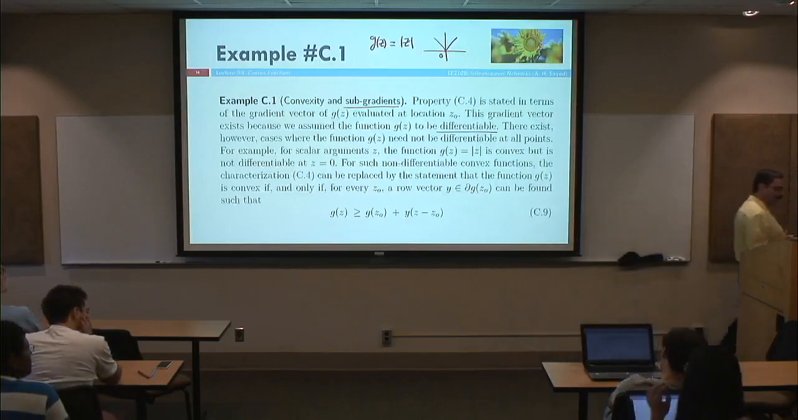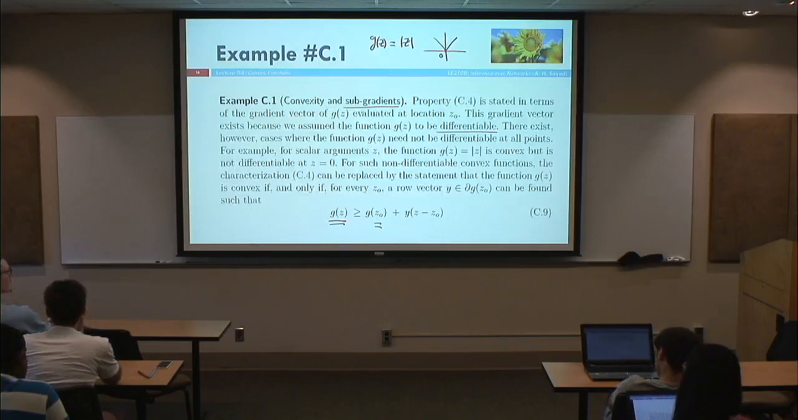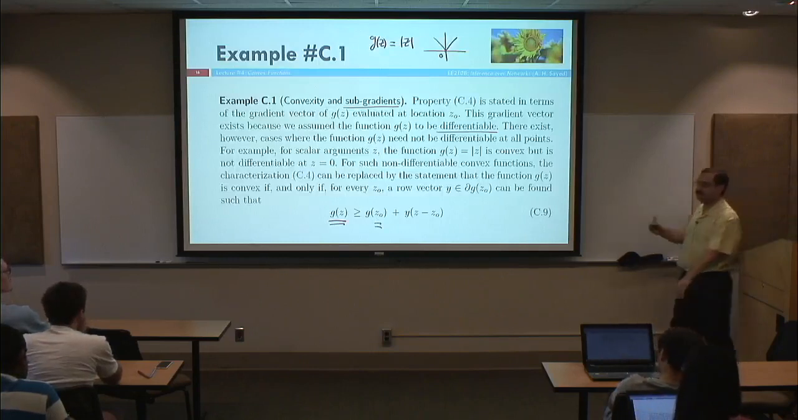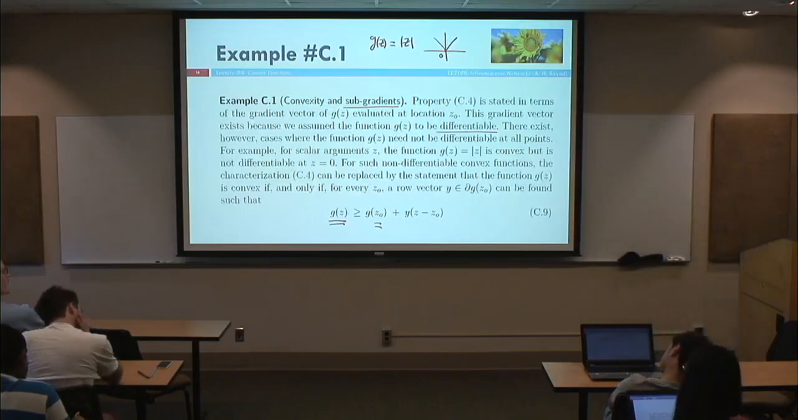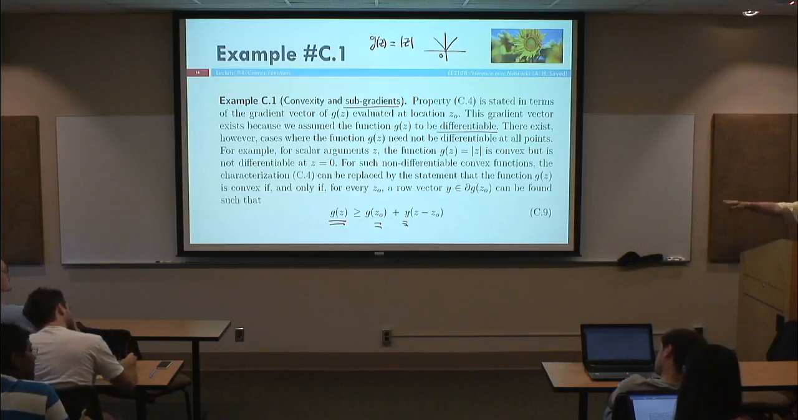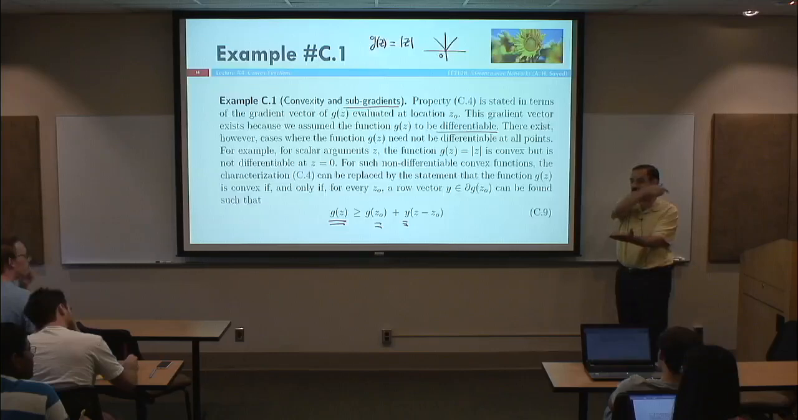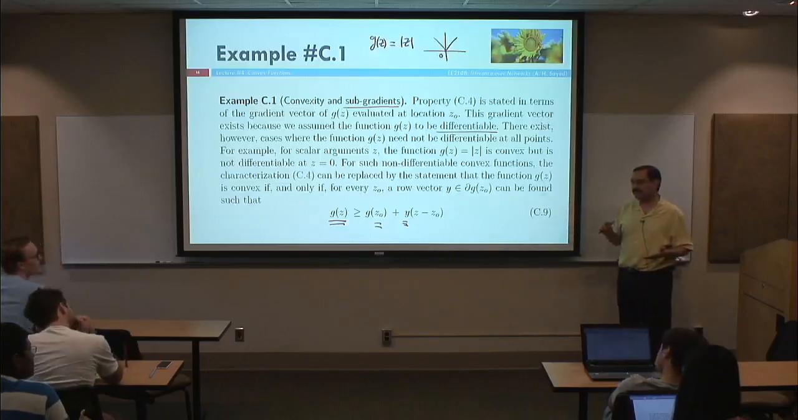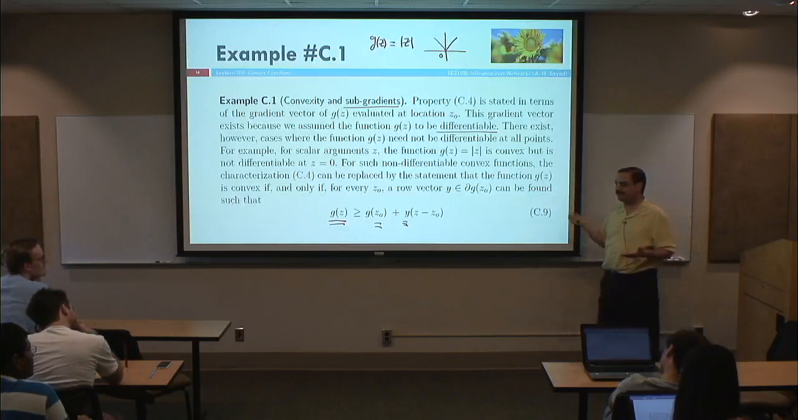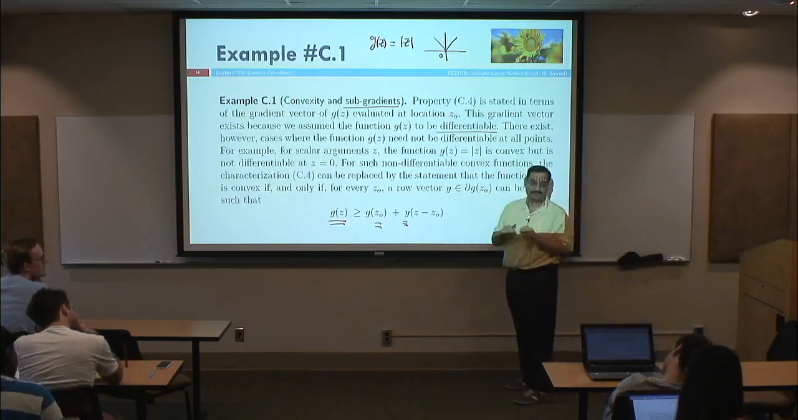What a subgradient is: if g is a convex function, and z0 happens to be a point where the function is not necessarily differentiable, like 0 in this particular example, z0 equals 0, then a subgradient is any vector y. In this particular case, I chose it to be a row because the gradient was a row. Any vector y that makes this inequality hold would be called a subgradient. You understand? That's the definition of a subgradient.